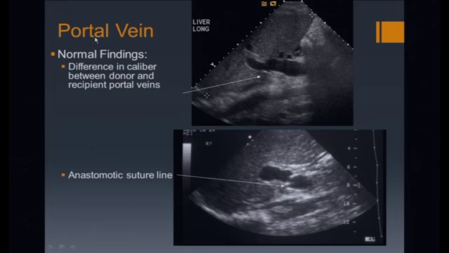In the post-transplant portal vein, it is normal to see a difference in caliber between the donor and the recipient portal veins. The recipient's portal vein is dilated from years of portal hypertension, so there may be a mismatch in the caliber of the recipient and the donor portal veins, and that is normal. You may also see the anastomotic suture line, which protrudes into the portal vein at the site of anastomosis, and this may appear as a linear echogenic structure, and this is also normal.